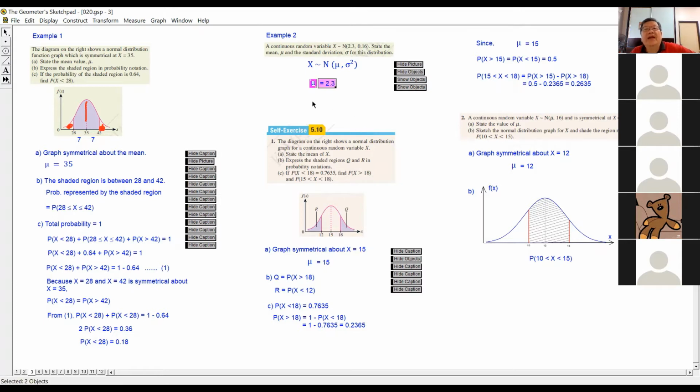So I compare, then I say the mu is 2.3. The mu is 2.3. Right? Okay, next one. Then the standard deviation is 0.16. But they don't want the variance, they want the standard deviation. So we take the square root of this. What is it? 0.4.